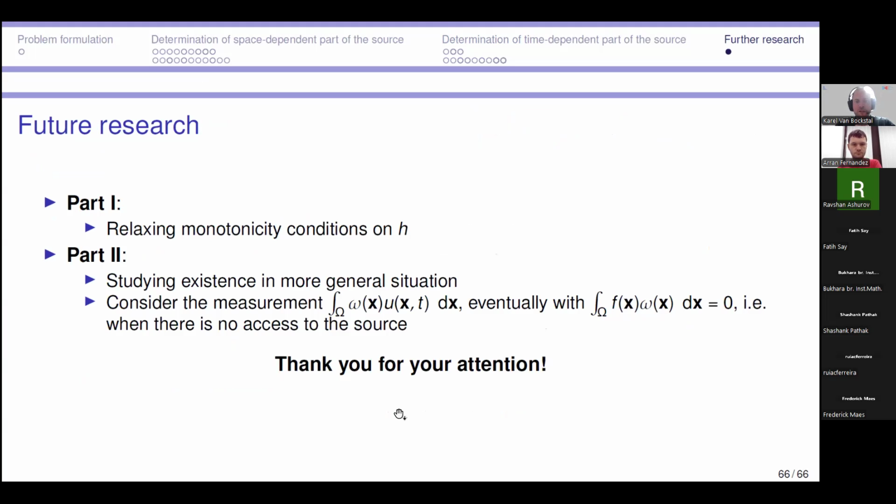Nice would also be, for the diffusion equation, to study the case when there is no connection between the measurement and the Hilbert part of the source. And for part 1, there's still room for improvement by relaxing the monotonicity conditions on H.